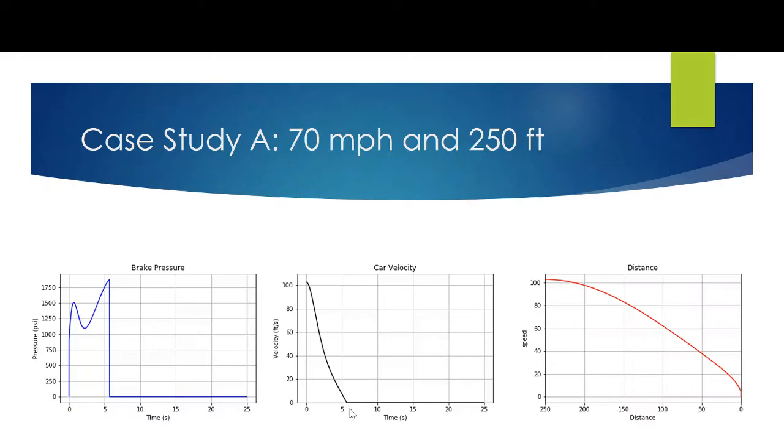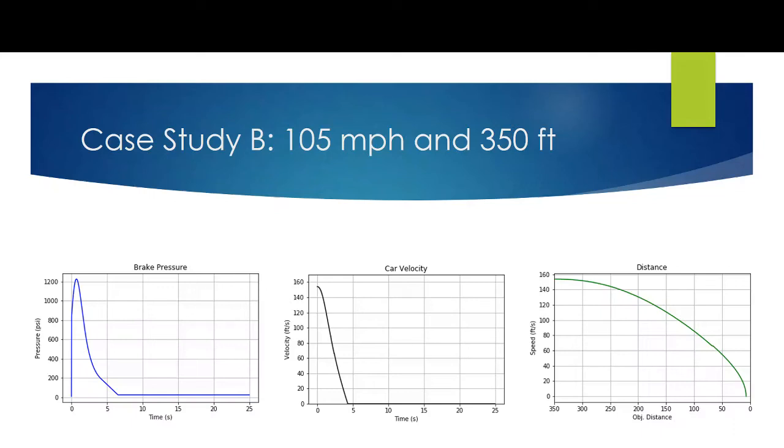which you can also see here on the middle graph with the same x-axis of time in seconds and then velocity in feet per second. The velocity comes to 0 at about 6 seconds after starting at an initial velocity of over 100 feet per second. Then on the right, the x-axis is the distance, which decreases down to 0, that's distance away from the object, and then speed in feet per second on the y-axis as well. You can see we start at about 100 feet per second, and then are able to stop just before colliding with the obstacle. Our case study B is at a higher speed, 105 miles per hour initial speed, and a little bit further away at 350 feet.